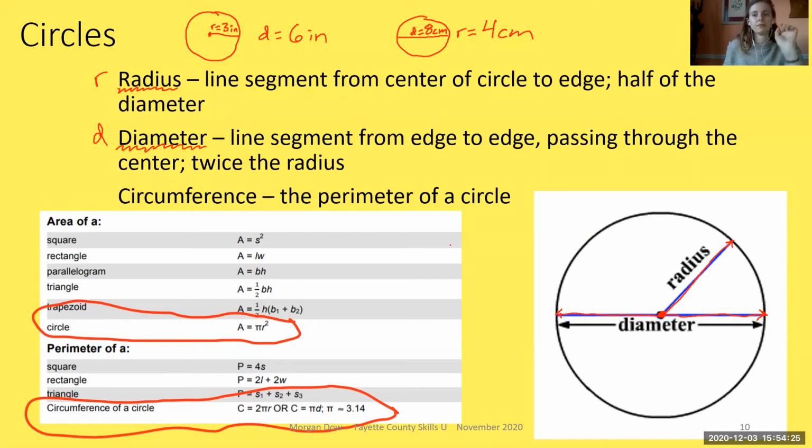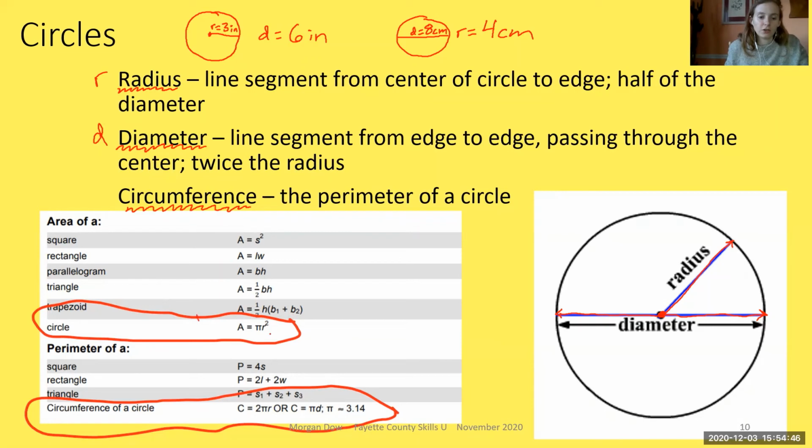Okay. Next word we want to talk about is circumference. So circumference is just the name for the perimeter of a circle because circles are kind of special. They get their own special name for perimeter. So circumference is the distance all the way around the outside of the circle.